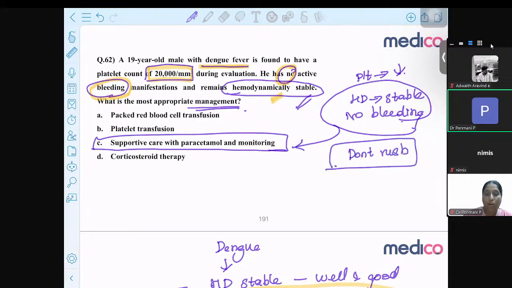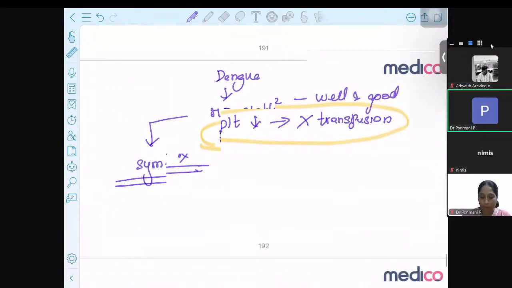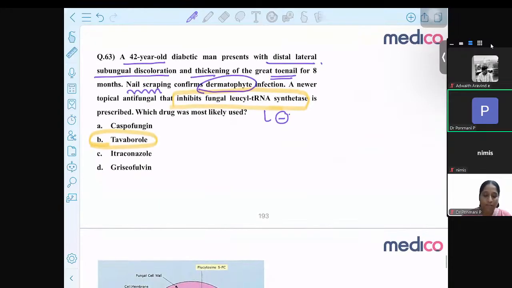So this is the moral of the story. Only if the patient is having active bleeding, then you have to go for the platelet transfusion. So the answer here is supportive care with paracetamol and monitoring. Now going for our next question.